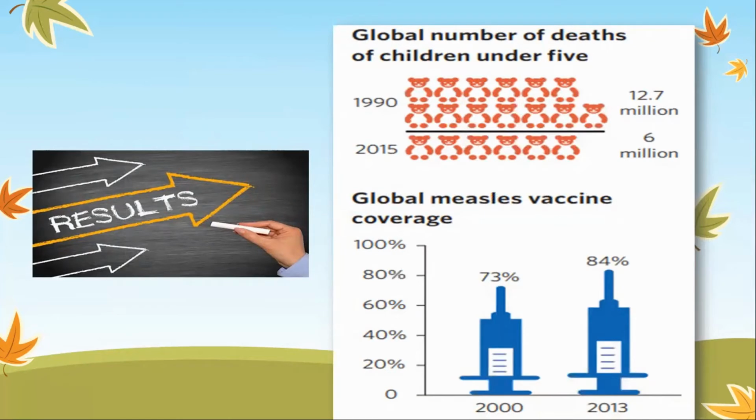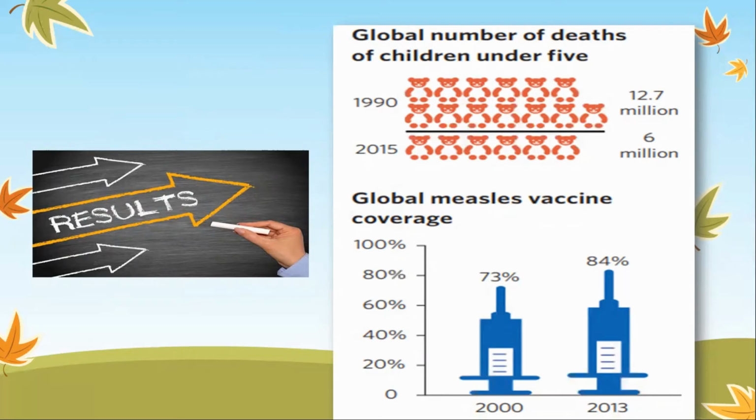the global under 5 mortality rate has declined by more than half, dropping from 90 to 43 deaths per 1,000 live births between 1990 and 2015. Despite population growth in the developing regions, the number of deaths of children under 5 has declined from 12.7 million in 1990 to 6 million in 2015, globally. Since the early 1990s, the rate of reduction of under 5 mortality has more than tripled globally.